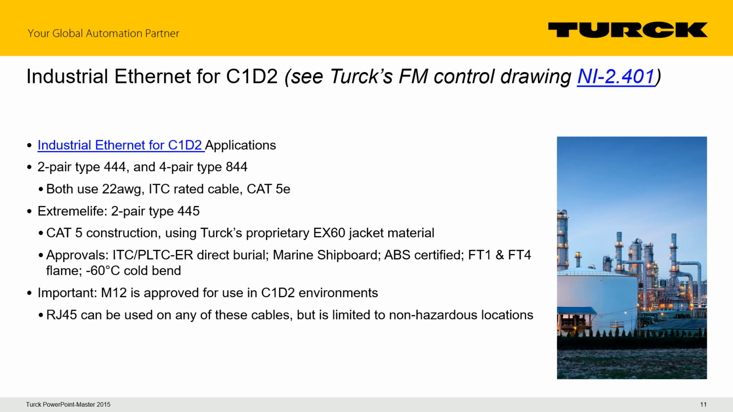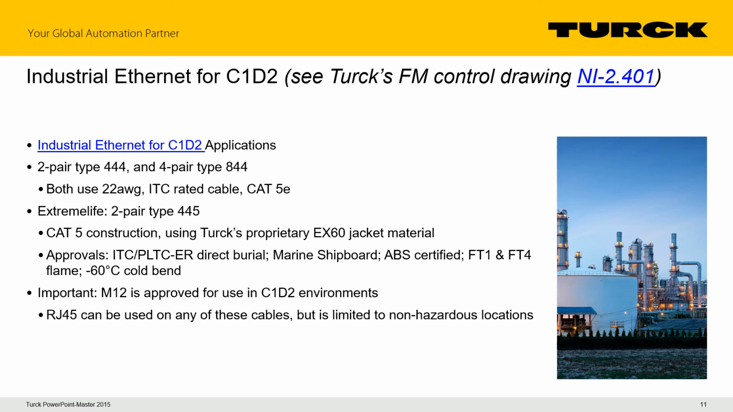In addition, we have an extreme life industrial Ethernet made using Turck's proprietary EX60 jacket material. Cable type 445 is a 2-pair cable rated for Cat 5 and carries more approvals than we could fit on one slide. Just a few include UL ITC ER direct burial, UL 1309 marine shipboard, ABS certified, FT1 and FT4 flame ratings, and a -60 degrees Celsius cold bend. These cables are covered by Turck's FM control document NI 2.401, available on our website for download.